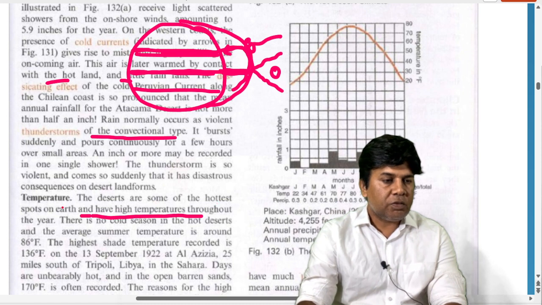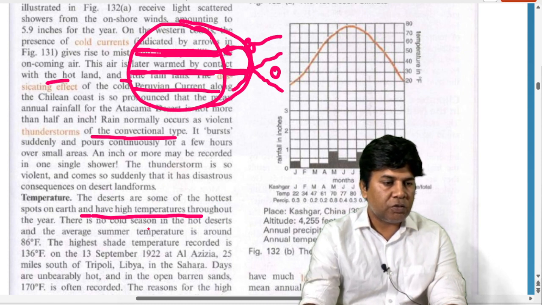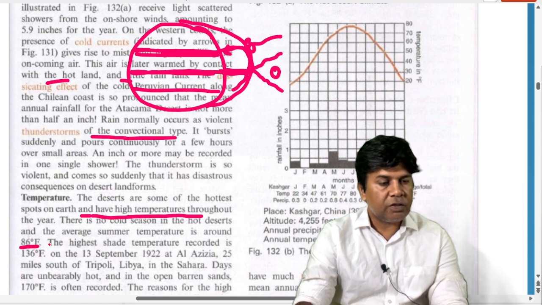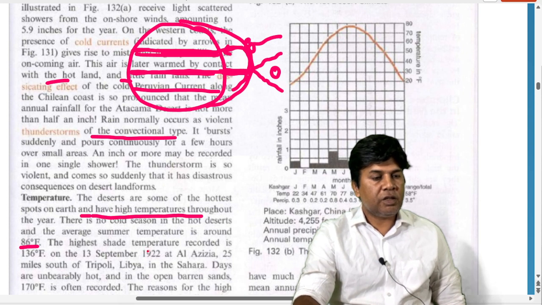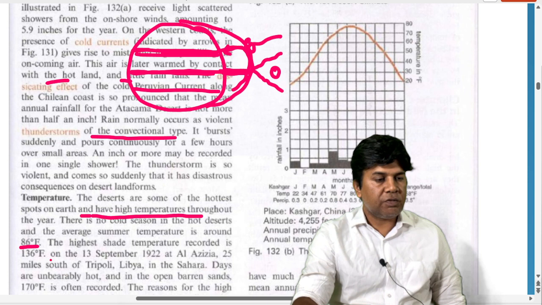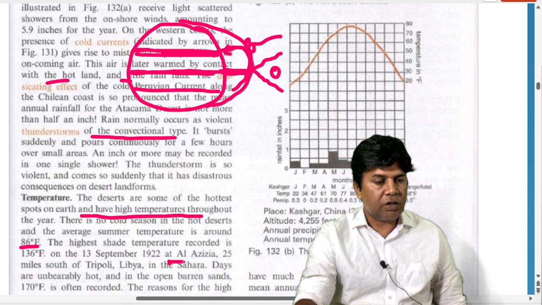So deserts are some of the hottest spots on the earth and have a high temperature throughout the year. There is no cold season in the hot desert, and the average summer temperature is around 80 degrees Fahrenheit. The highest shade temperature recorded is 136 degrees Fahrenheit, on the 13th of September 1922 at Al Azizia. This is the hottest place in the world.